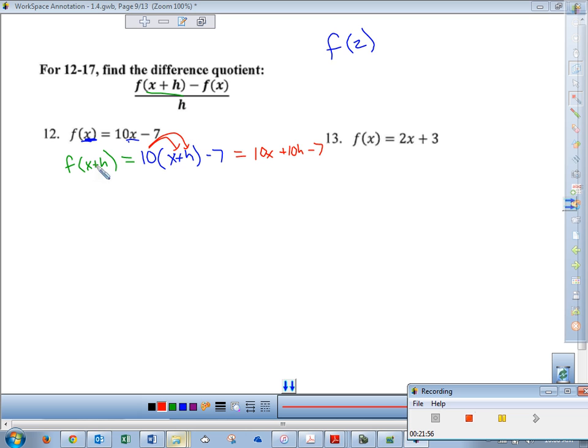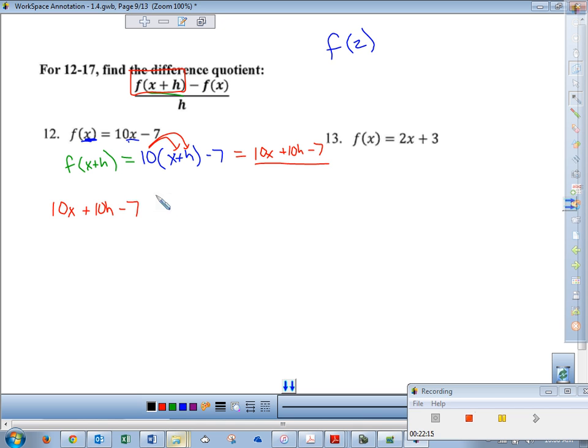Now we take these and substitute them into this equation. Here's f of x plus h. Don't we know that it is 10x plus 10h minus 7, correct? So we're going to have 10x plus 10h minus 7. Right? So far, are you with me? I've taken care of that red rectangle.